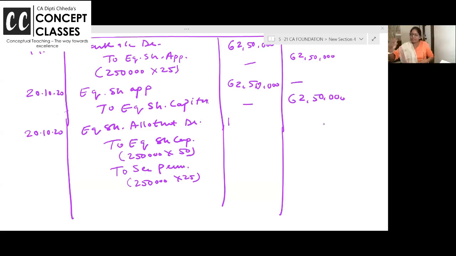When premium is with allotment, you should record it with allotment. When it is with application, you should record here. But please remember, 50 rupees is coming as capital. Whatever is coming as premium, that's like extra profit. You cannot add it in the capital. You can't say, ma'am, it's a part of the capital only.